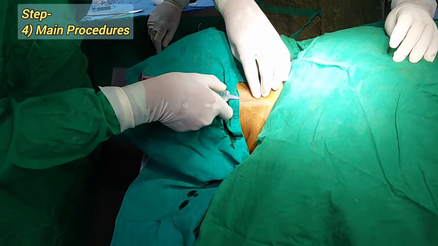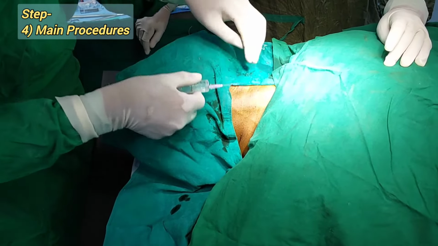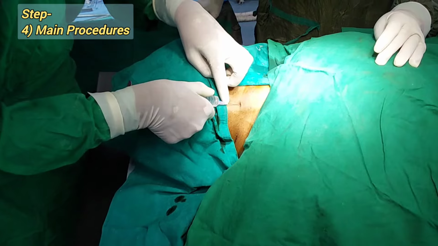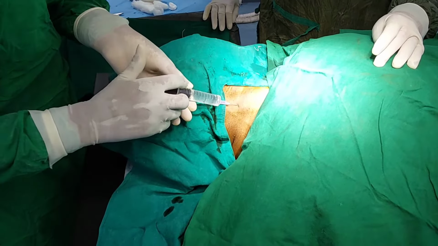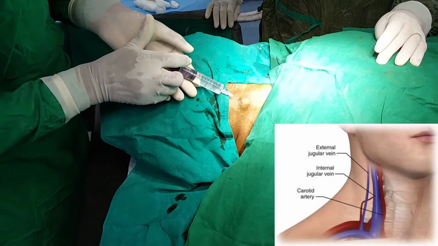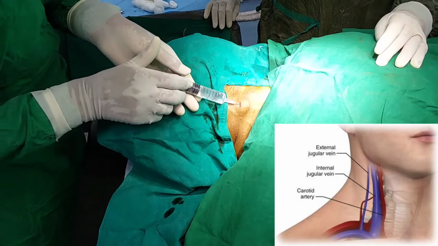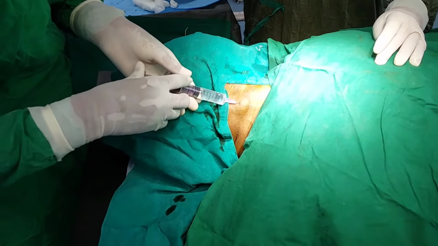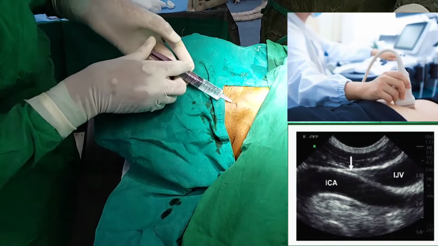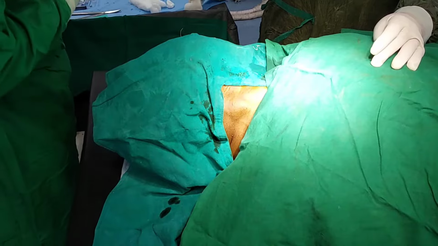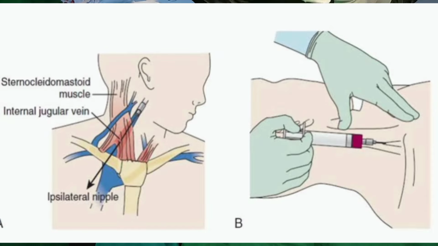After painting and draping, give the local anesthetic lignocaine 2% at the site of needle puncture and wait till the anesthesia acts. Here I am taking the right internal jugular approach for catheter placement. Ideally it should be done under ultrasound guidance, but if not available, it can be done using anatomical landmarks.